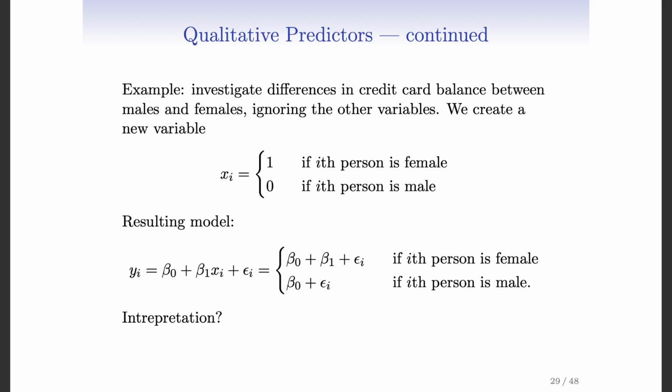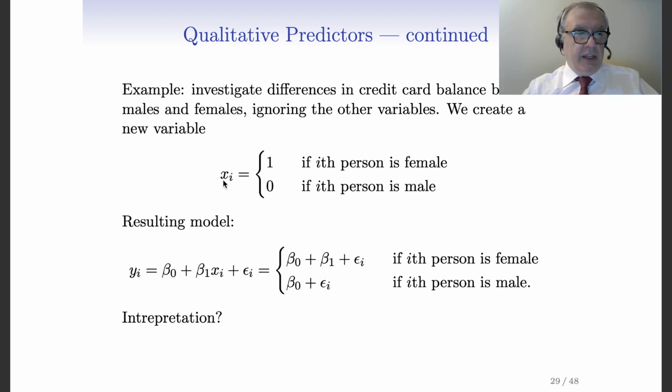So, in order to introduce this qualitative variable, we introduce a new ad hoc variable, a binary variable that we call x_i, and the idea is that x_i is equal to 1 if the ith person is a female, and x_i is equal to 0 if the ith person is male. The resulting model has this structure. So now we are considering just one predictor, that is the gender. Okay, so we have the intercept plus a linear term in the binary variable.